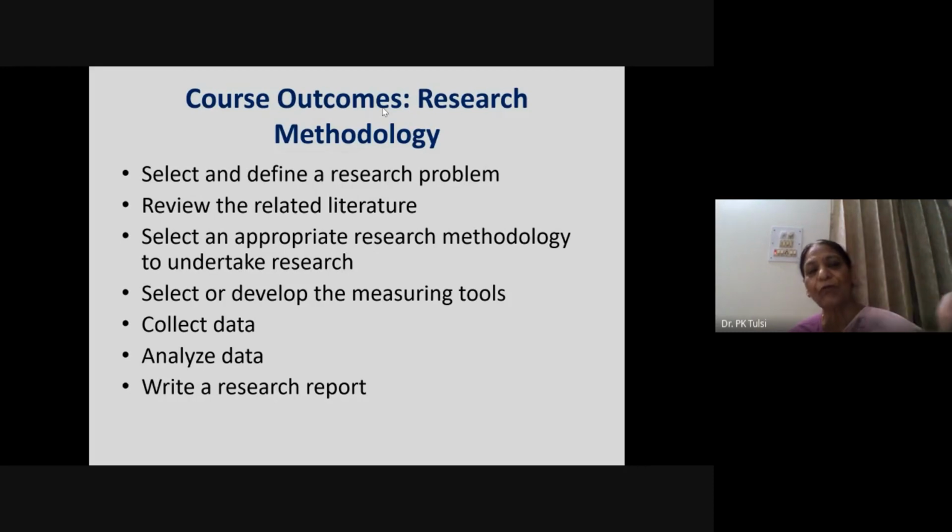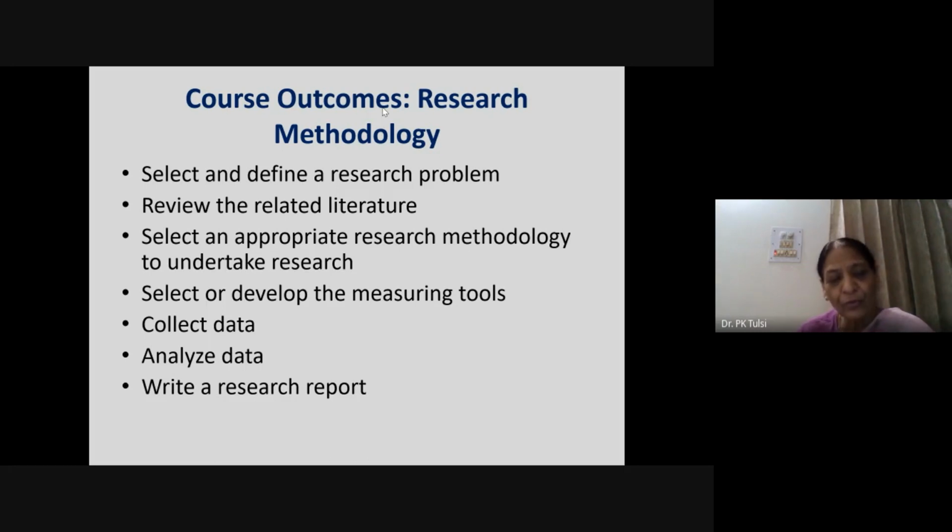But in terms of a problem, we say review the related literature, then select an appropriate research methodology. So whether your problem is amenable to survey research, case study research, experimental research, or correlational research, etc. Research methodology would include the sampling, the tools, and the statistical techniques for analyzing the data. Once this is decided, a learner is selecting or developing the measuring tools. That means he'll be finalizing how he is going to measure the variables taken in the study.